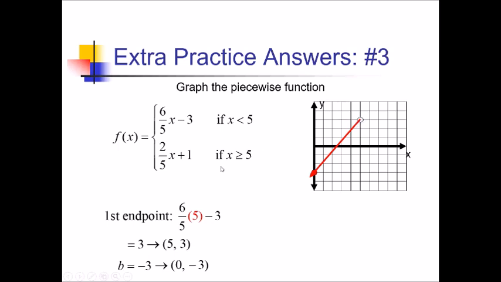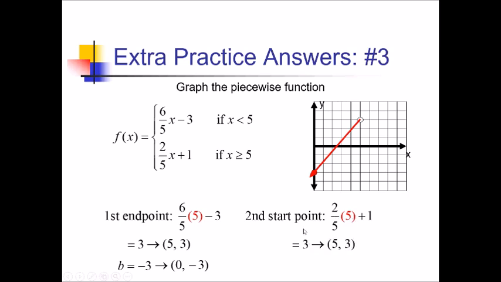Now for the next branch here, the next rule, we need to figure out the y value where x equals 5 using this other rule. So I'm again going to plug 5, my border value, in for x, but in this second rule now. When I do that, 2/5 of 5 is just 2, plus 1 gives me 3. So I again get the point 5, comma 3.